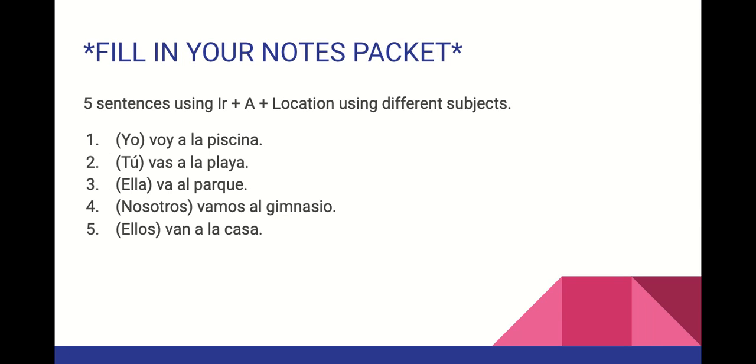So here are 5 examples. I like to give you one in each form. So a yo, tú, ella, nosotros, and ellos. So it would be yo voy a la piscina. Tú vas a la playa.